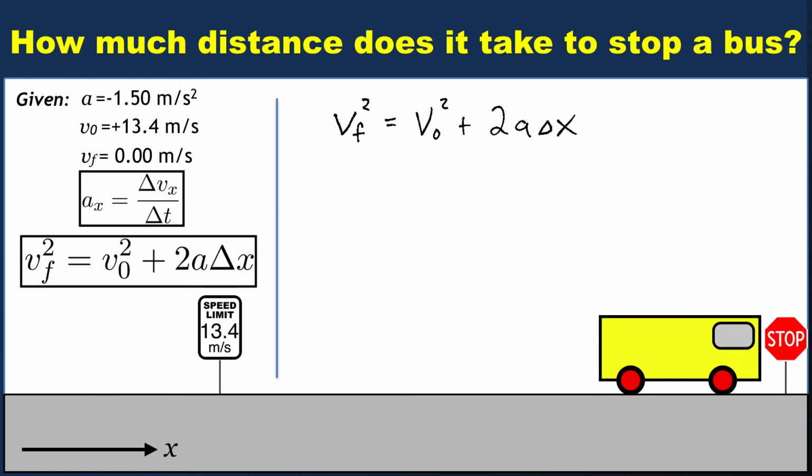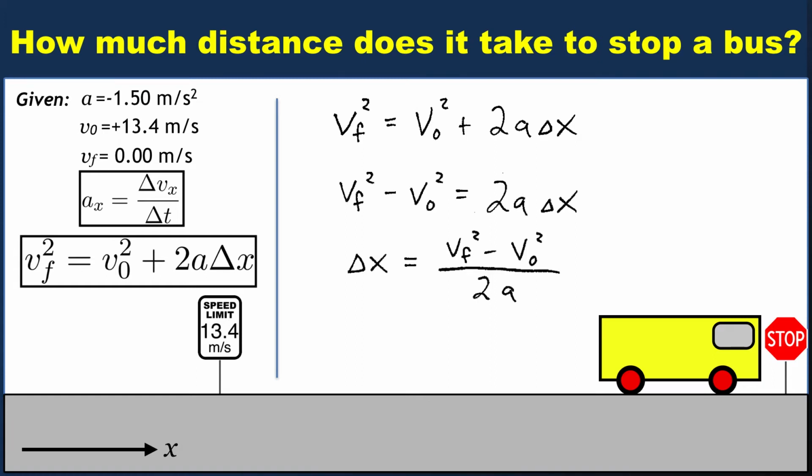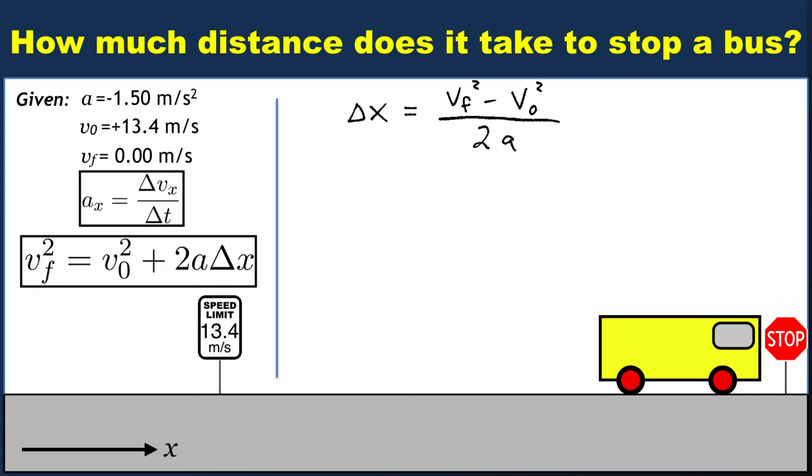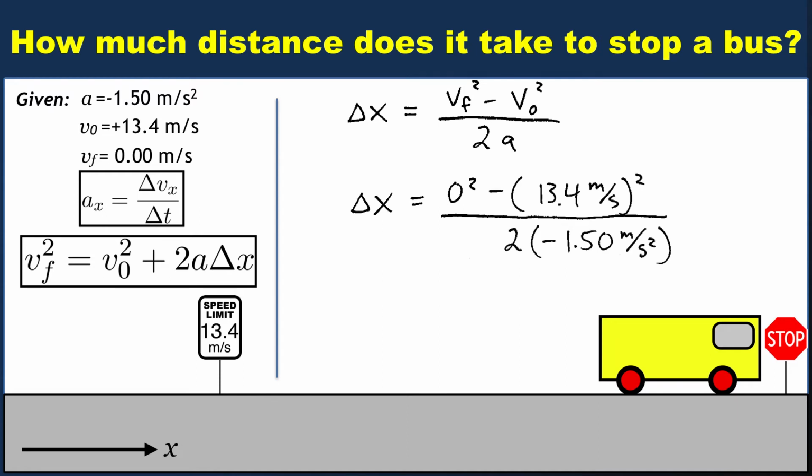So our first step in isolating delta x is to bring the initial velocity squared over to the other side. So we subtract that from both sides. And now we'll just isolate delta x. So we solve for delta x. Now all we need are the numerical values of the final velocity, the initial velocity, and the acceleration. Well, of course, we used those for the previous problem, so we can just plug those numbers in. Final velocity is 0, initial velocity was 13.4 meters per second, and then the acceleration was minus 1.5 meters per second squared. We really need this bus to get out of the way, so I'll move that.